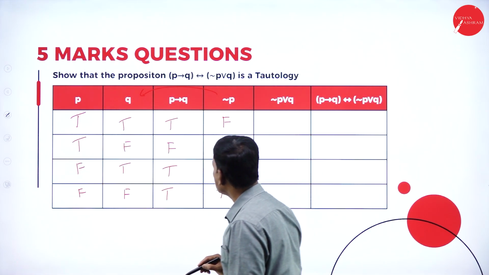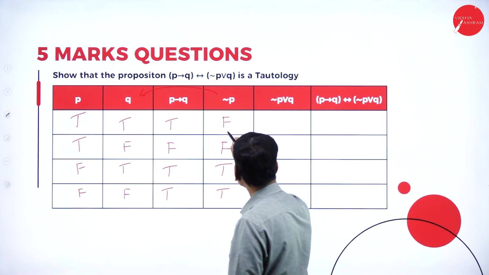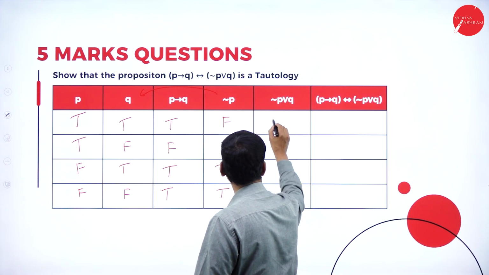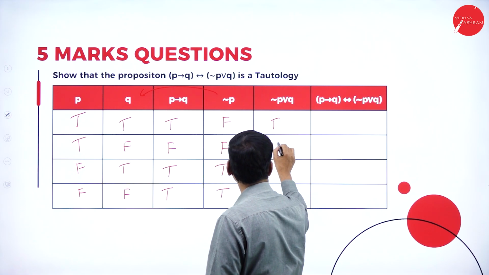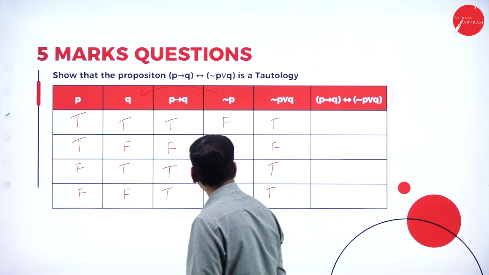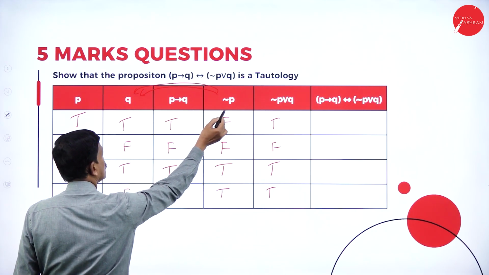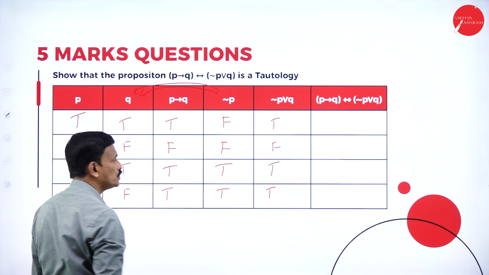In case of disjunction, false and false is false. In all other cases it is true. So false and true is true. False and false is false. True and true is true. True and false is also true. So we are writing the disjunction for these two, that is negation of P and Q disjunction.